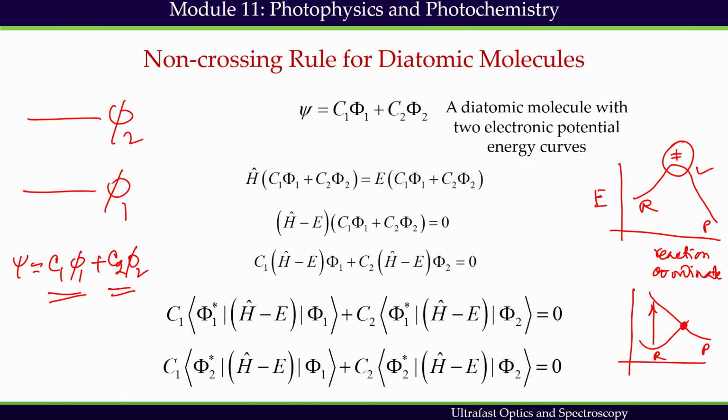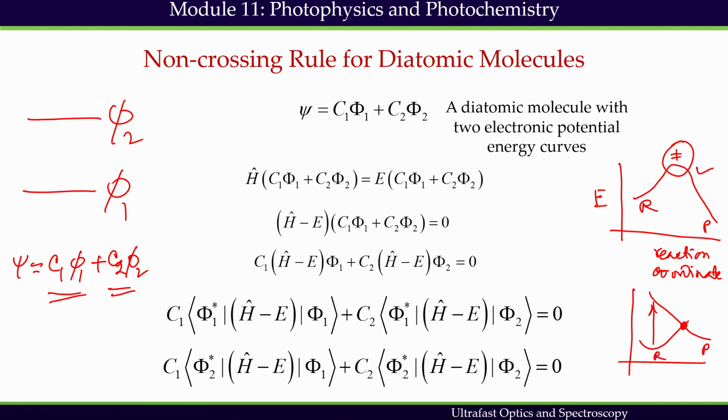For a diatomic molecule, where I have only one degree of freedom, the bond distance, electronic states with the same symmetry do not cross, yielding a non-crossing rule. So what is the origin of this non-crossing rule? We'll go over it right now.